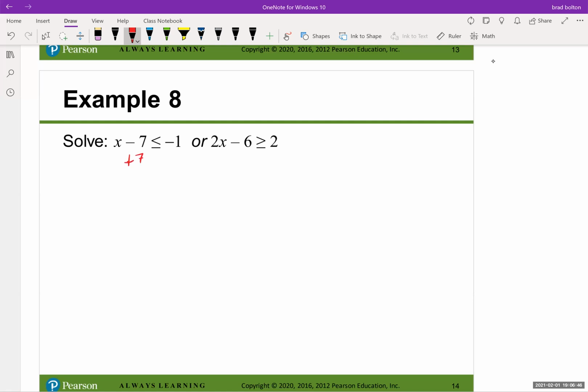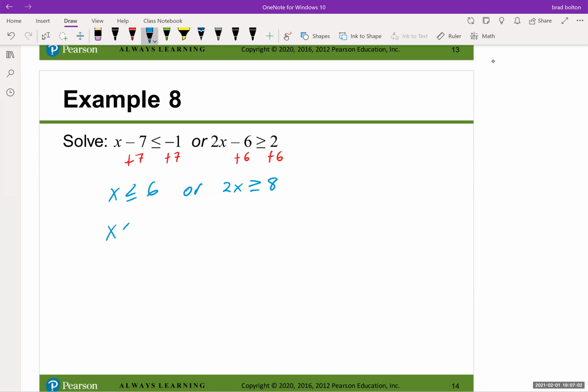So this is going to be +7, this is going to be +7 to isolate the x. This is going to be +6, this is going to be +6. So this would be x is less than or equal to 6, or 2x is greater than or equal to 8. So far, so good.